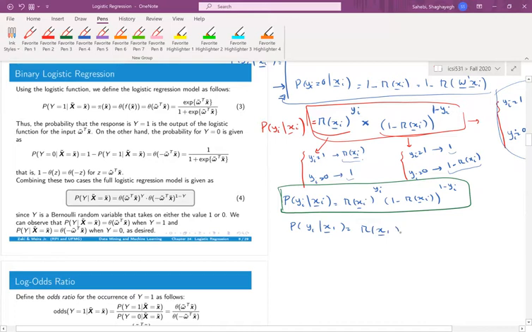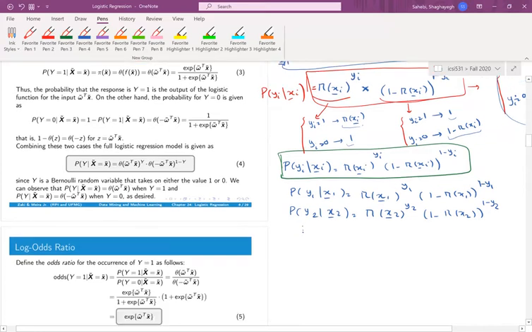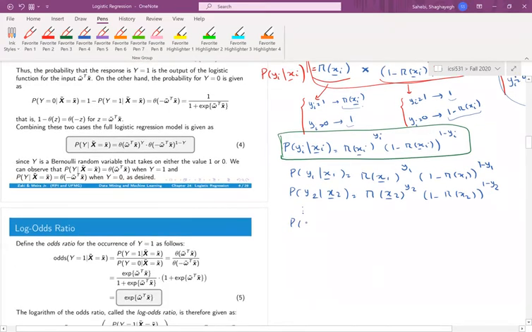So I have this for x1, for x2, I have this. And for xn, sorry, because we have n data points, I have this.